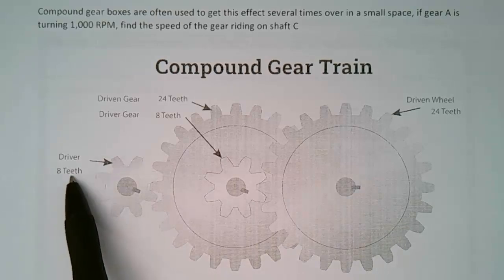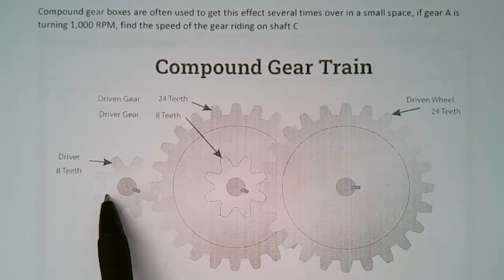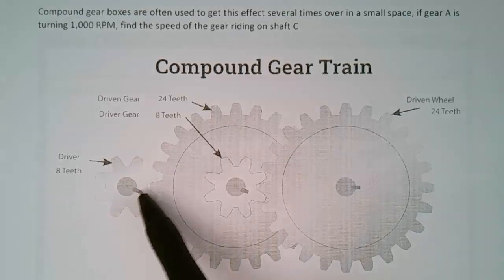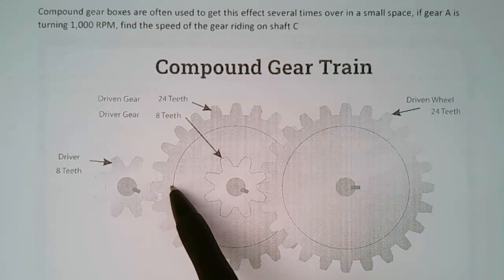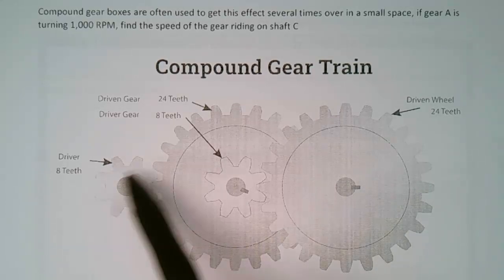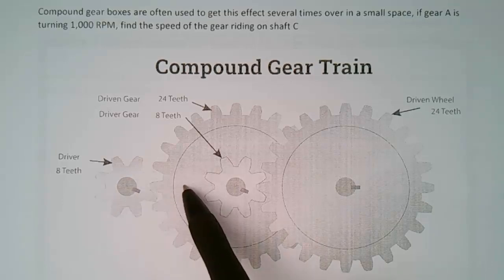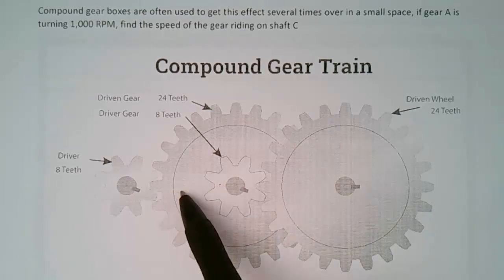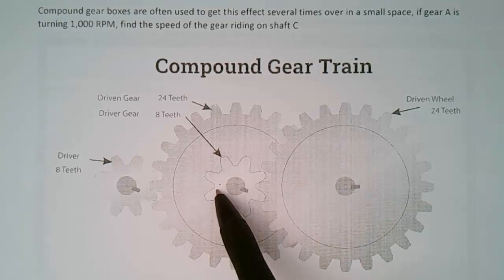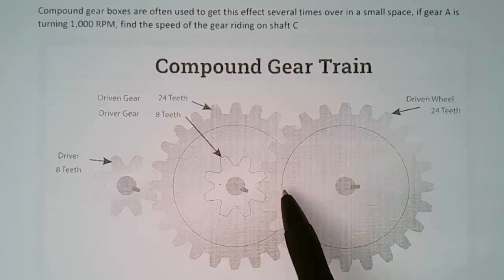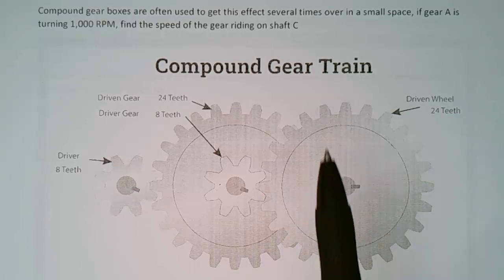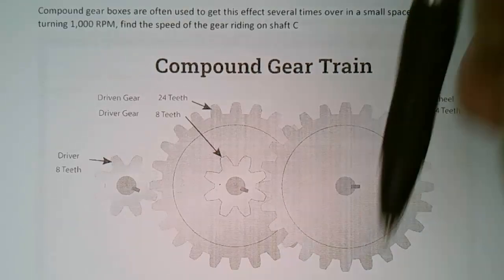We've got a driver. This is the original gear. This is the one that's hooked to a motor or something that's making it spin. It has 8 teeth. It is going to connect to this large gear here, which has 24 teeth. So whatever speed this is spinning, this is going to spin slower. Now, this gear and this gear are on the same shaft. That means whatever speed this gear is spinning, the other spins the same speed. And then this gear is going to turn this gear, and again, you're going from a little gear to a big gear. The number of teeth increase, so the speed is going to decrease.